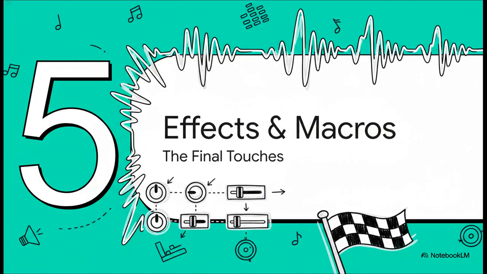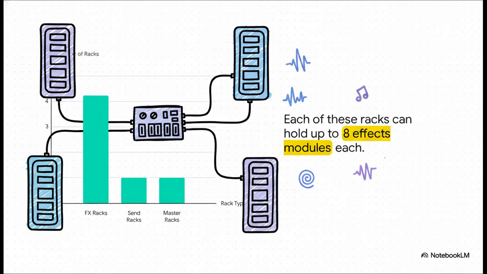All right, we're almost there. Let's talk about polishing with effects and macros. These are the final touches, the stuff that takes a good sound and makes it sound truly professional. And when I say polish, I mean it. Just look at the effects potential here. You've got 4 separate FX racks, a send rack, and a master rack. And here's the crazy part. Each one of those racks can hold up to 8 effects.